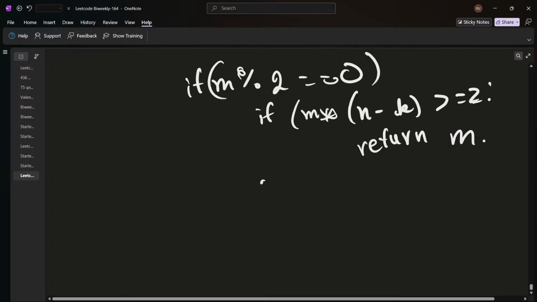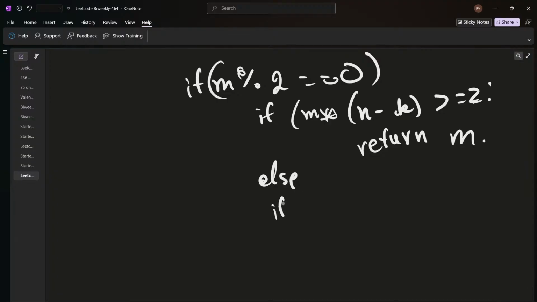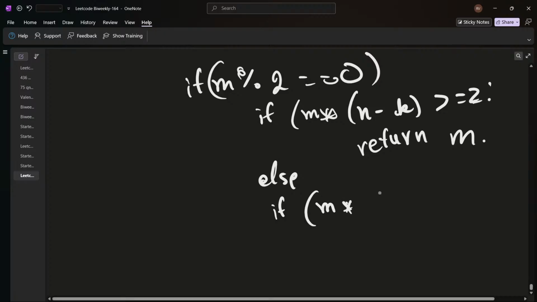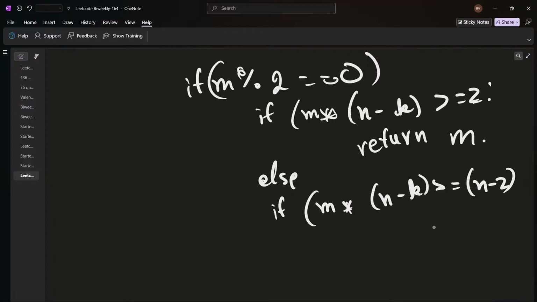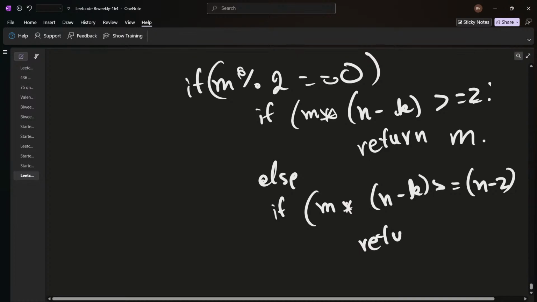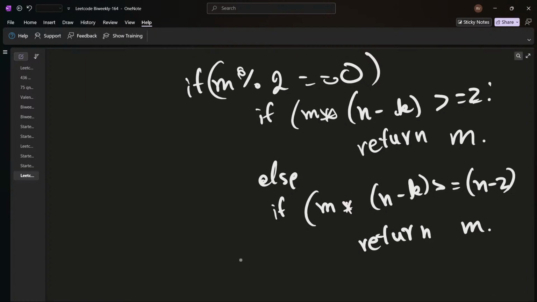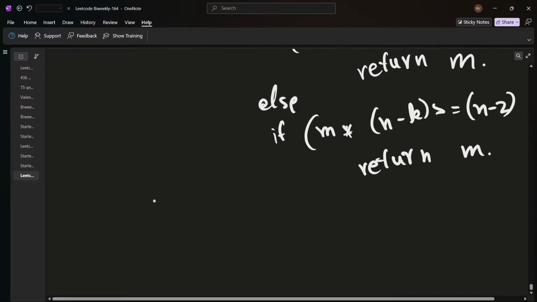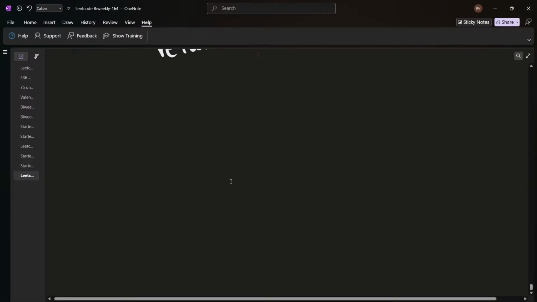Else what I'll do, there is one more if condition here. If m into n minus k greater than or equal to n minus z, in this case also I'll return m. Then finally return minus 1. This is my pseudocode. That's all.